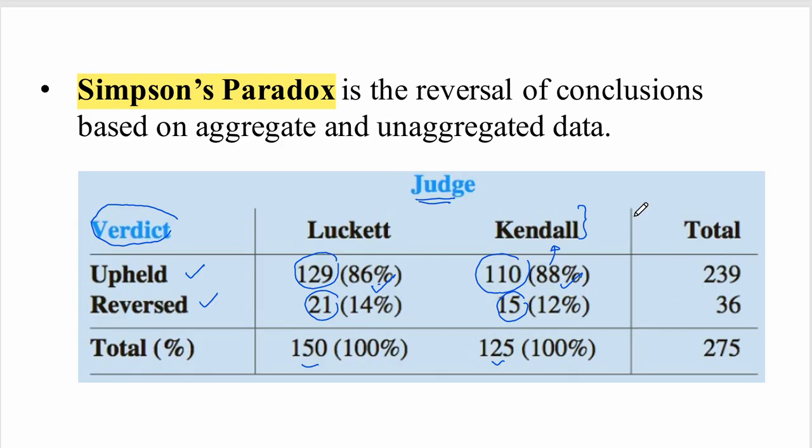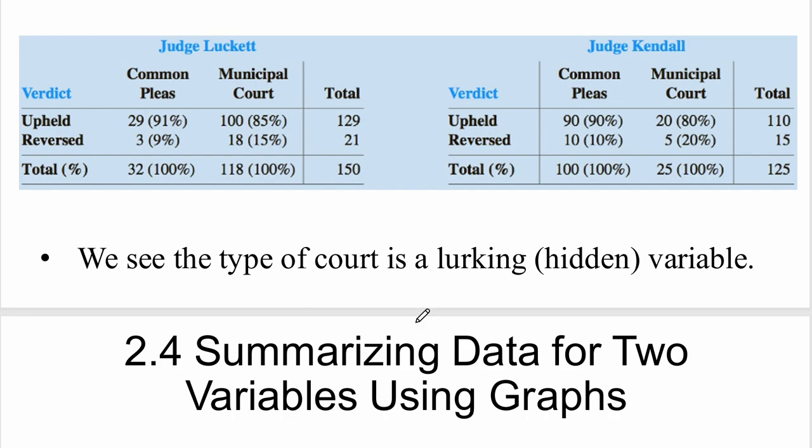Now, this is what we call the aggregate data. If we unaggregate it, in this case, presenting what we consider to be a lurking variable, and the lurking variable here could be the type of court, we will observe that it's not in all cases that Judge Kendall seems to be the favorite. In some cases, Judge Kendall is not the favorite.